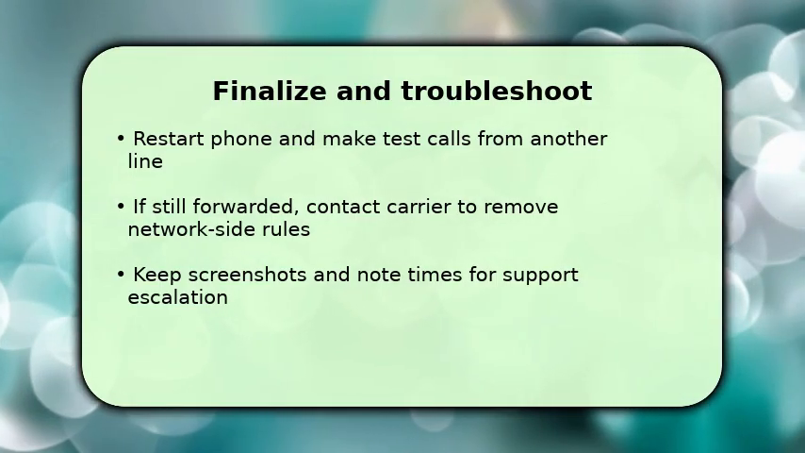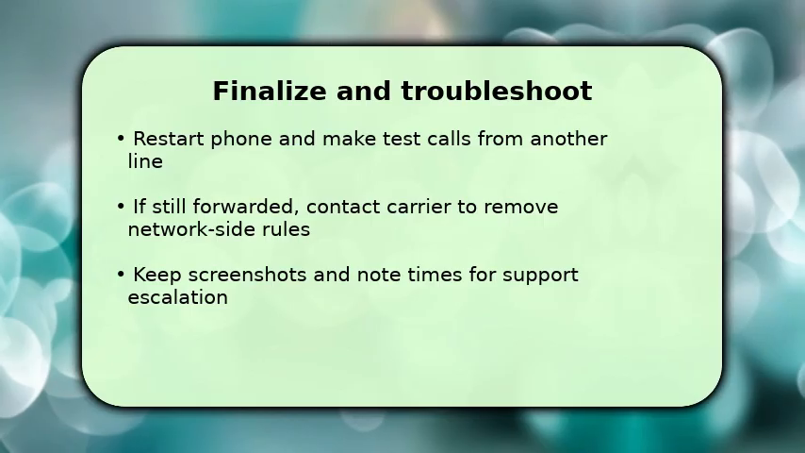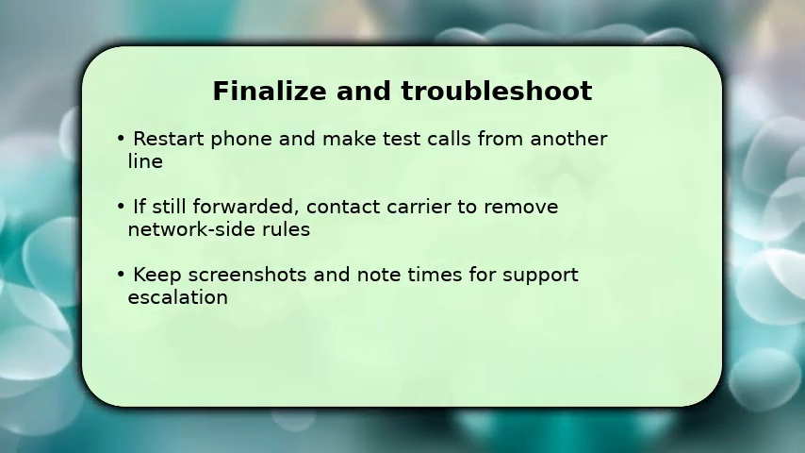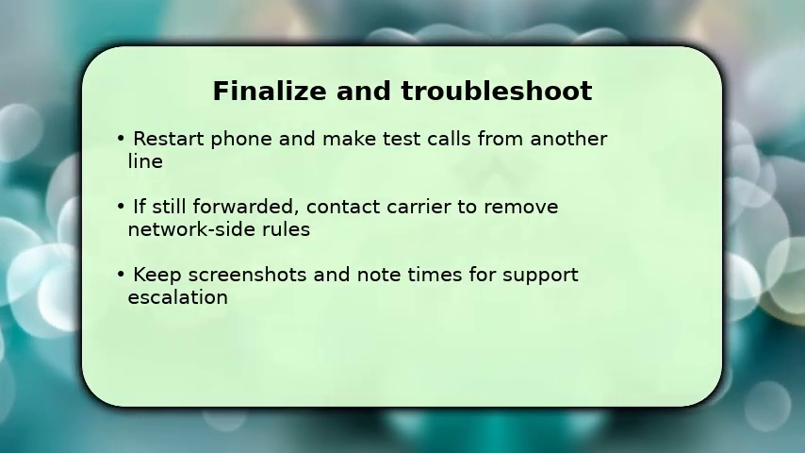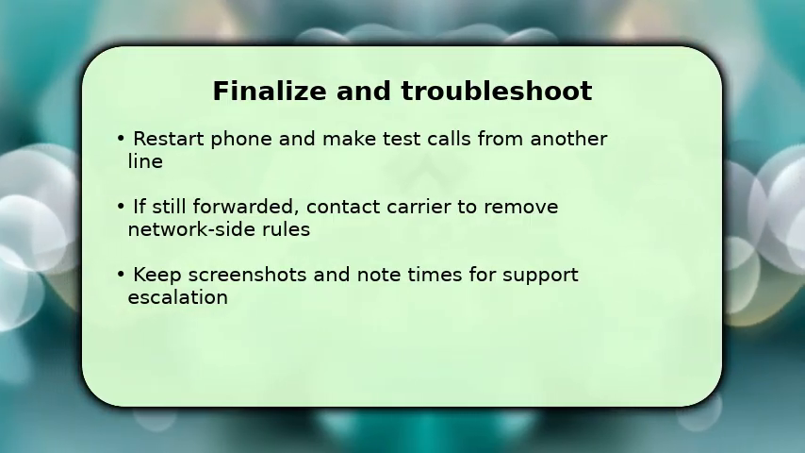Call your carrier and ask them to clear conditional forwarding on the network. Provide the forwarded number and timestamps. Once they confirm removal, test again. If problems continue, mention any call-blocking apps or dual SIM settings, because those can reapply routes. Keeping screenshots speeds support resolution.